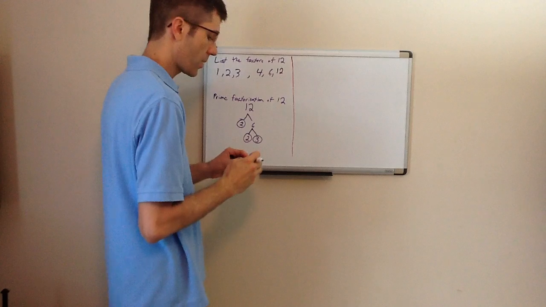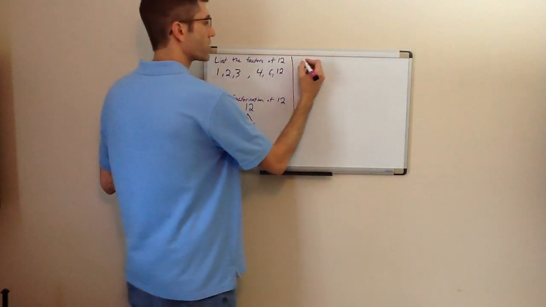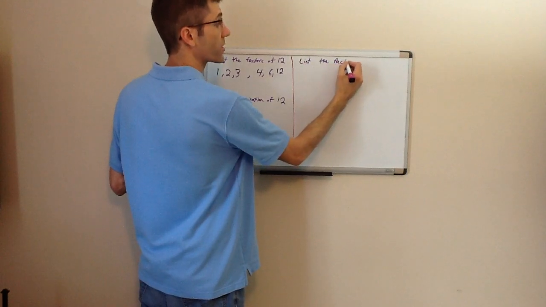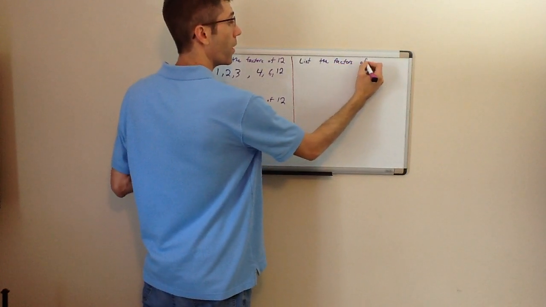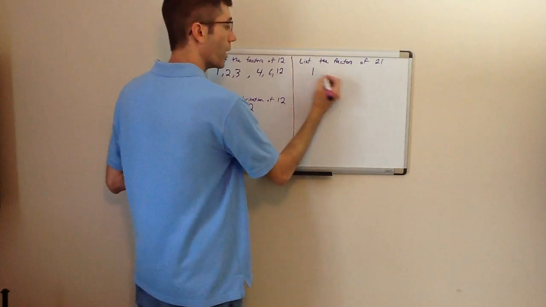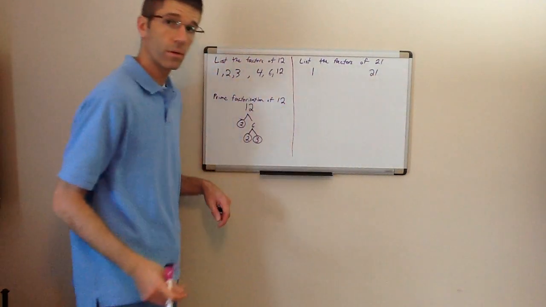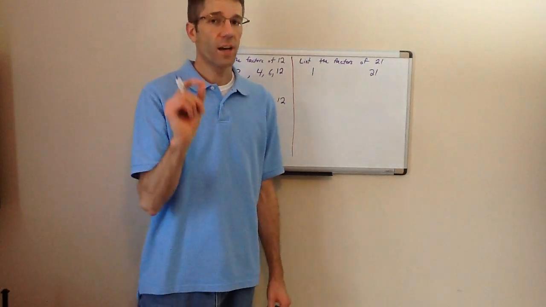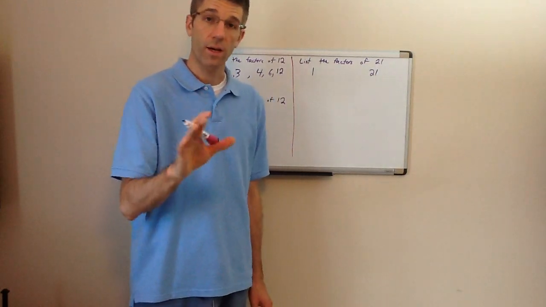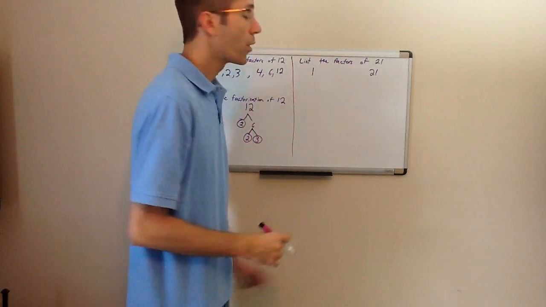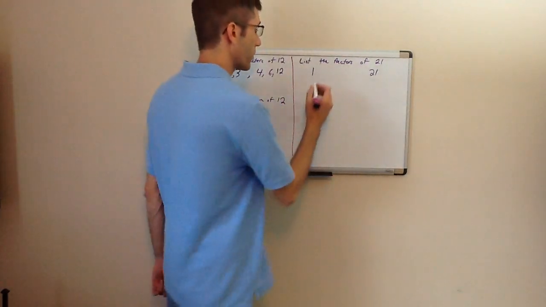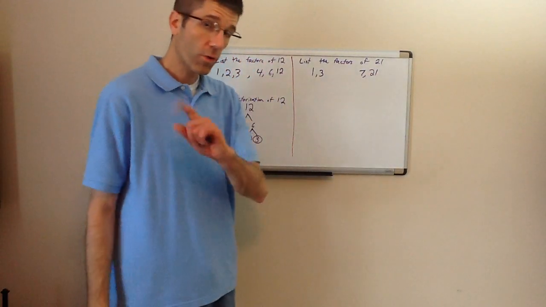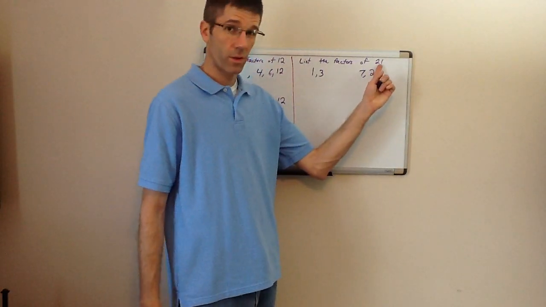Alright, same problem with a different number. So we're going to list the factors of 12. I'm sorry, list the factors of 21. 1 goes into 21 times. 2 does not divide into 21 evenly, not an equal number of times. 3 goes into 21 7 times. 4 does not go into 21.